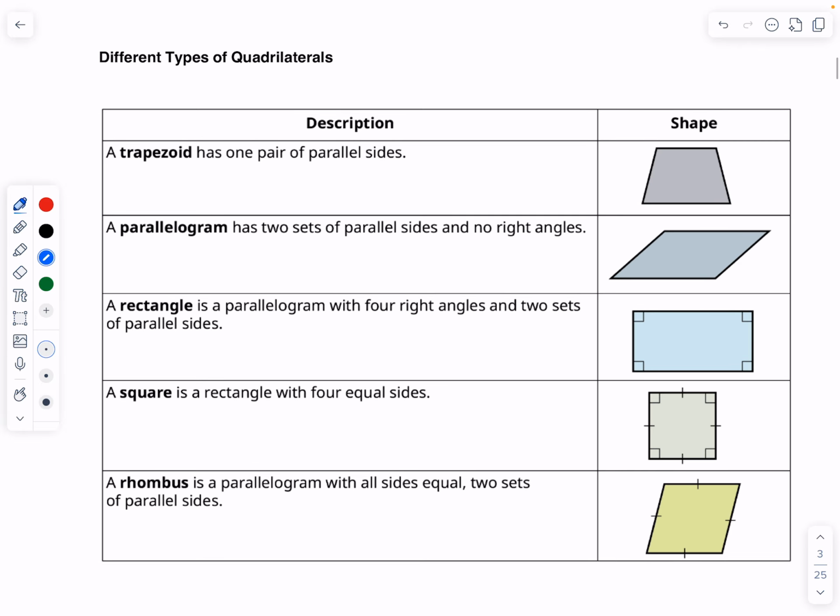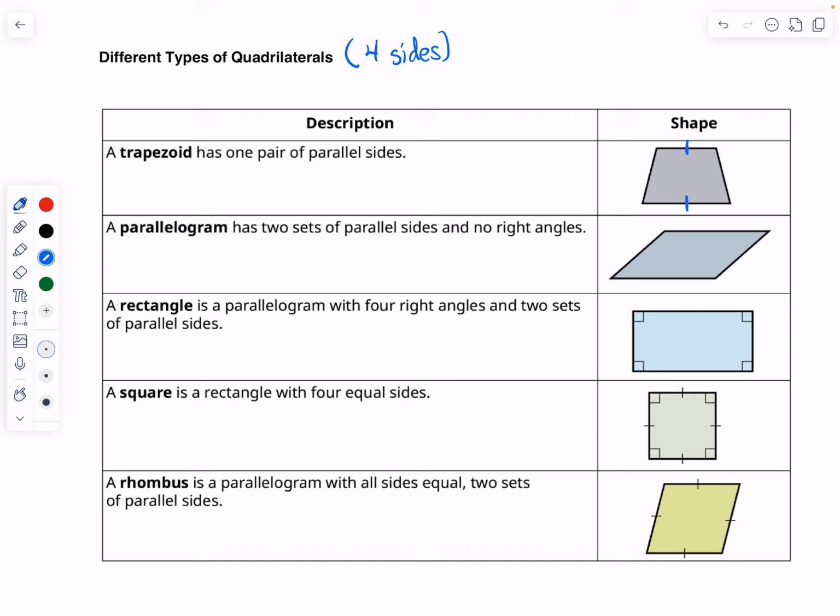There are different types of quadrilaterals. Remember, quadrilaterals have 4 sides. And I listed a couple of them earlier, but here is what they are. So a trapezoid has 1 pair of parallel sides. Parallel sides mean the 2 sides do not touch. They never intersect. So this side is parallel to that side.